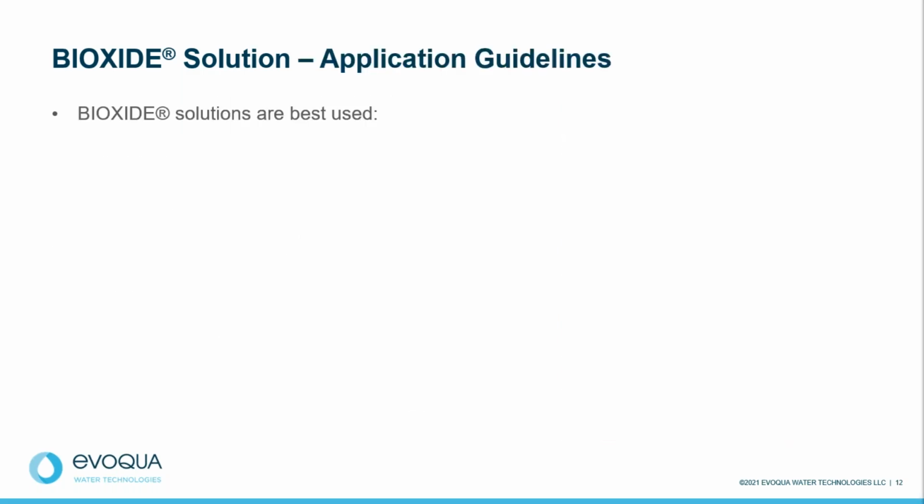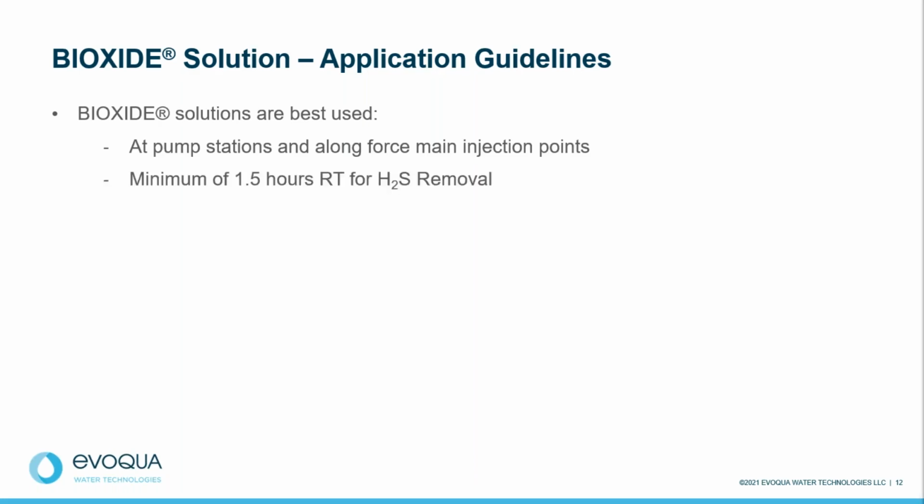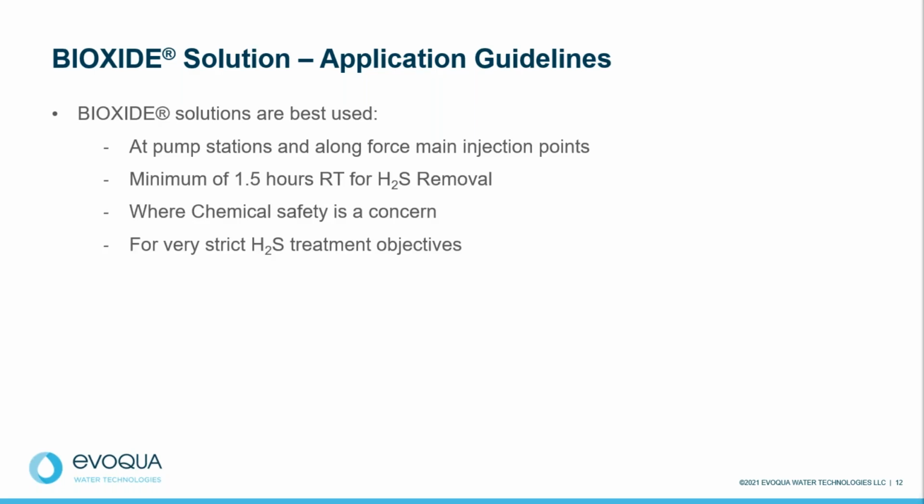Moving on to the application guidelines of BIOXIDE solutions. BIOXIDE solutions are best used at the pump stations or the collection points of these wastewater units, and also along the force main injection points. It requires a minimum of 1.5 hours of retention time for H2S removal, but in case of H2S prevention, there is no minimum retention time requirement. The BIOXIDE solution is best applicable where chemical safety is a major concern and where we are trying to reach really strict H2S treatment objectives.